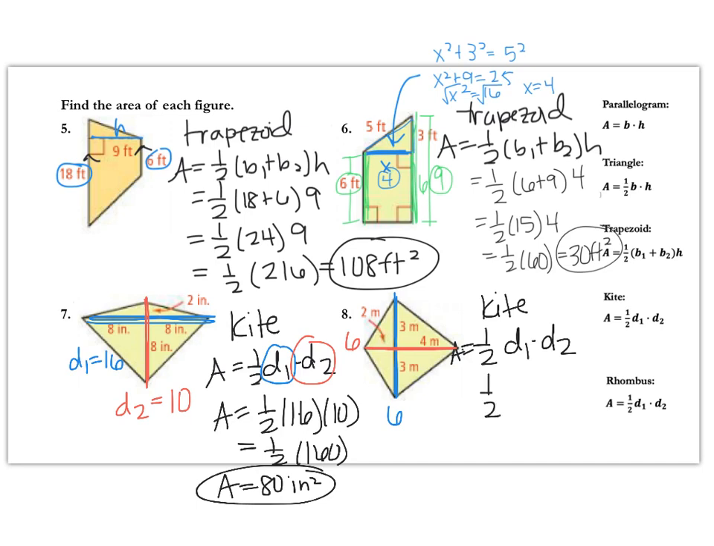So then it's 1/2 of 6 times 6, which is 1/2 of 36. And we get 18 meters squared.